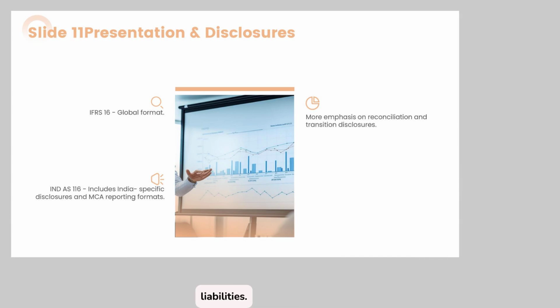Presentation formats differ too. IFRS 16 follows a global model, often aligned with SEC or EU formats. IND AS 116 demands compliance with formats laid out by the Ministry of Corporate Affairs in Schedule 3. Further, Indian companies must often disclose reconciliation from operating lease commitments to liabilities and explanations of transition adjustments. This ensures transparency for auditors, regulators, and investors.